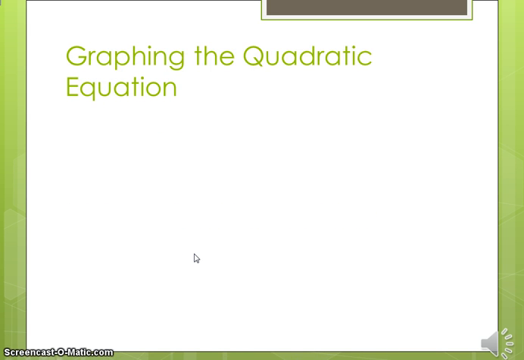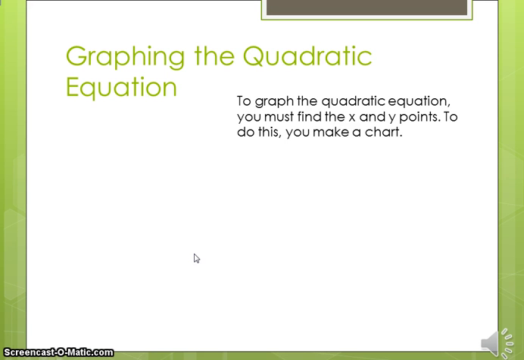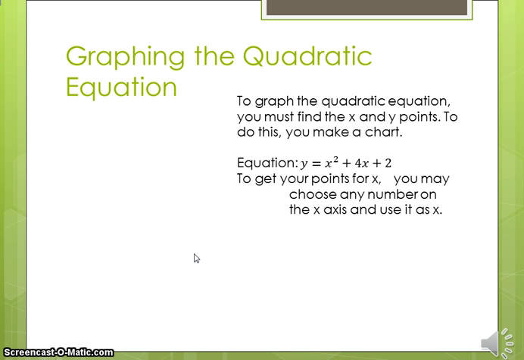Graphing the quadratic equation. To graph the quadratic equation, you must find the x and y points. To do this, you make a chart. So our equation is y equals x squared plus 4x plus 2. To get your points for x, you may choose any number on the x-axis and use it as x. To get y, you plug x into your equation and solve.